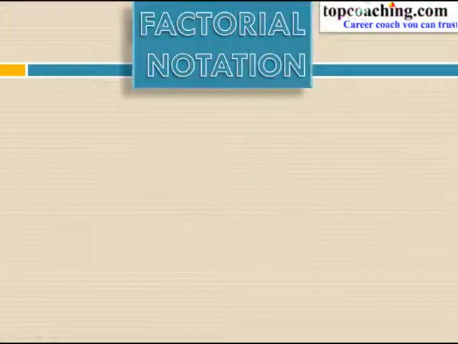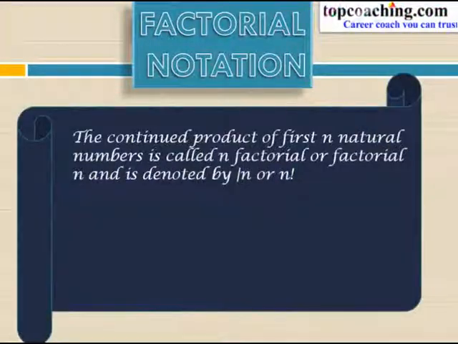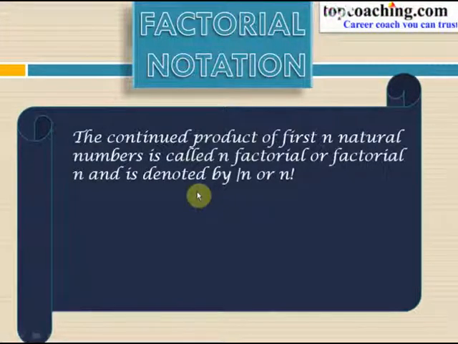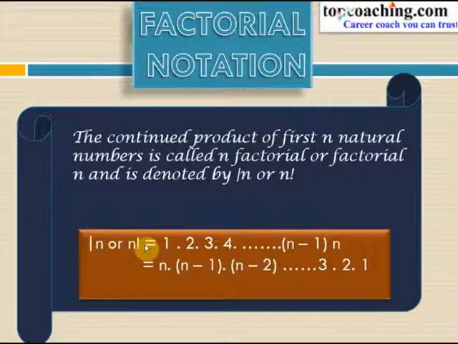Now what is the factorial notation? The continued product of first n natural numbers is called n factorial or factorial n and is denoted by this way. So this represents n factorial. And this n factorial is nothing but the continued product of first n natural numbers. So n factorial would be equal to 1 into 2 into 3 and so on up to n minus 1 into n. It is actually the continued product of n natural numbers beginning with 1.